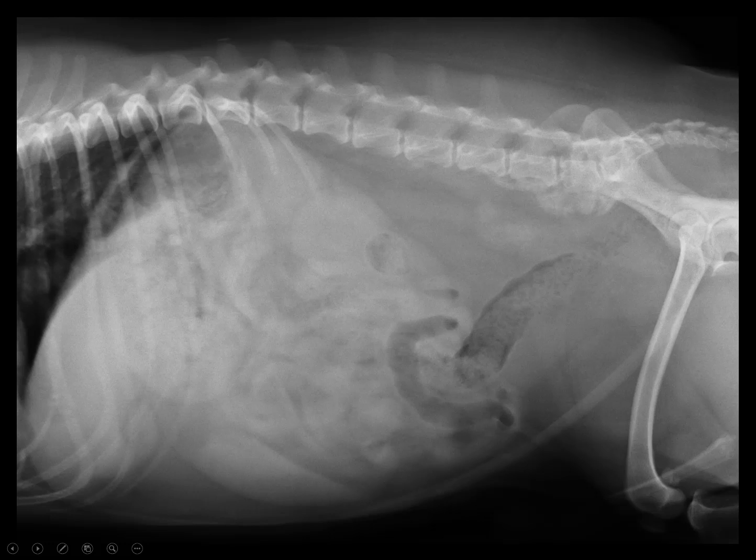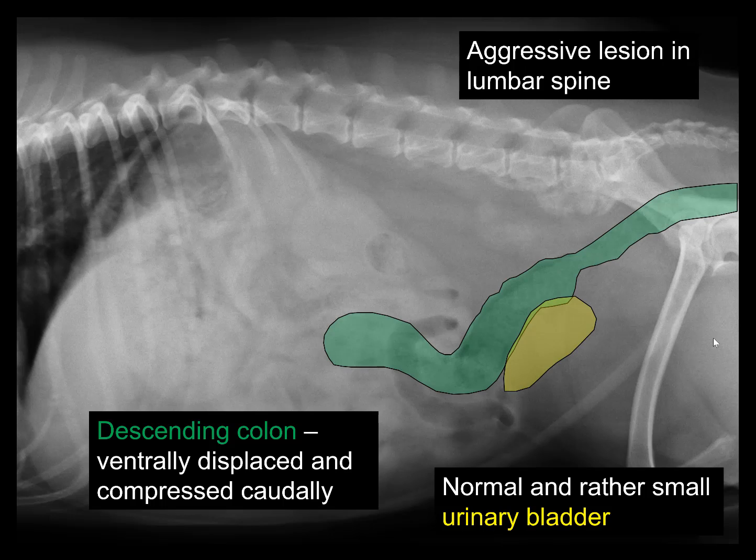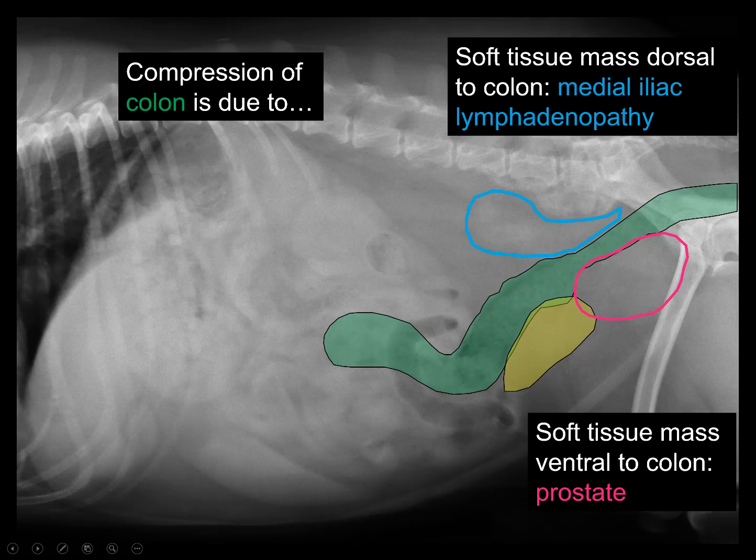And so again, this is a dog who has prostatic carcinoma with metastases to the nodes and to the spine in this case. And so there's our colon. The bladder's not very exciting there. The excitement's all coming from caudal to that. And so we have these structures that are compressing the colon, the very distal descending colon, and that's lymph nodes here in that medial iliac lymph node region, and then the mass itself, which is the prostate in this case.